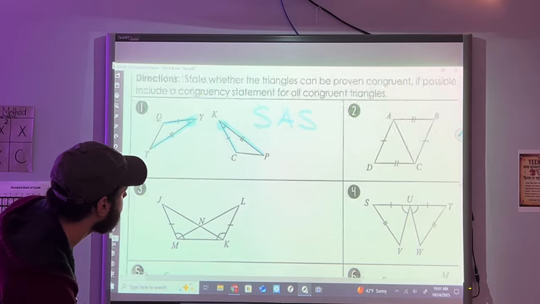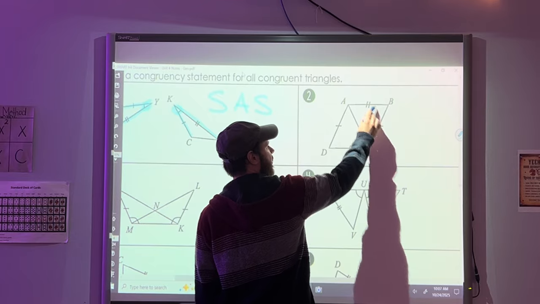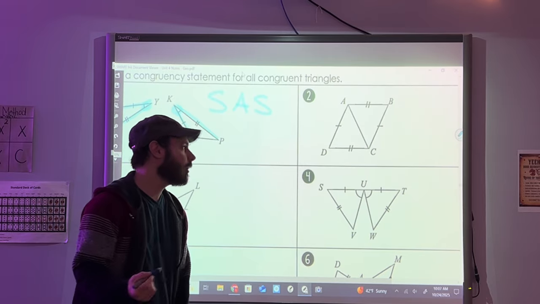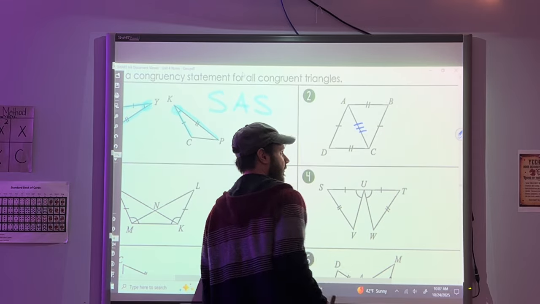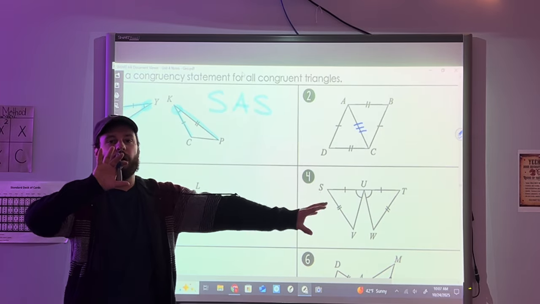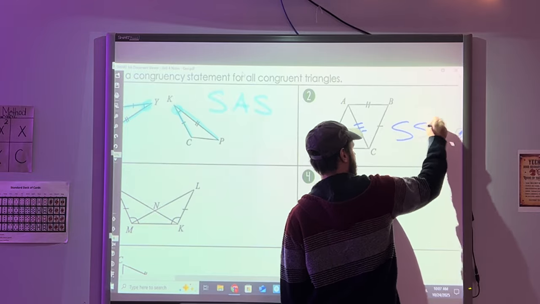Number two, here I have one side, two side, two side, but where's three side? Side three is in the middle. Because remember, if we could pull those apart, that side would go with both of them. Here I have side, side, side.